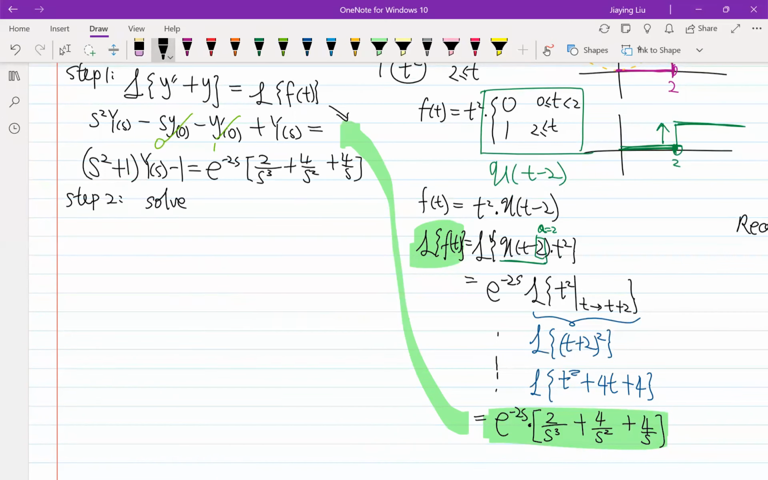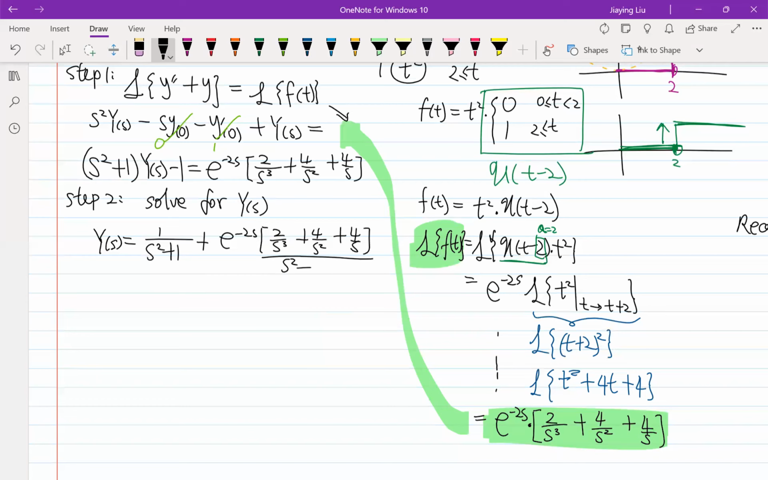We can solve for capital Y of s by moving 1 to the right-hand side and dividing by s squared plus 1. So we get Y of s is equal to 1 over s squared plus 1, when I divide by s squared plus 1, I get this fraction. But I also had e to the negative 2s times 2 over s cubed plus 4 over s squared plus 4 over s, and I'm going to take that product and divide by s squared plus 1 as well. So this is Y of s.